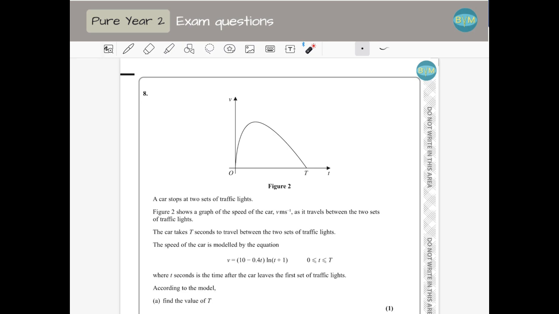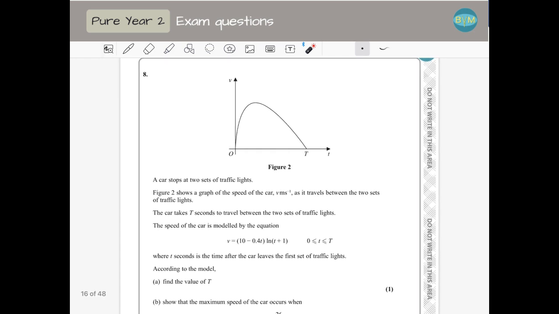Hello, this is question 8 in your June 2022 Pure 1 paper from Edexcel. A car stops at two sets of traffic lights. Figure 2 shows a graph of the speed of the car. So this is a velocity-time graph and it's doing this.